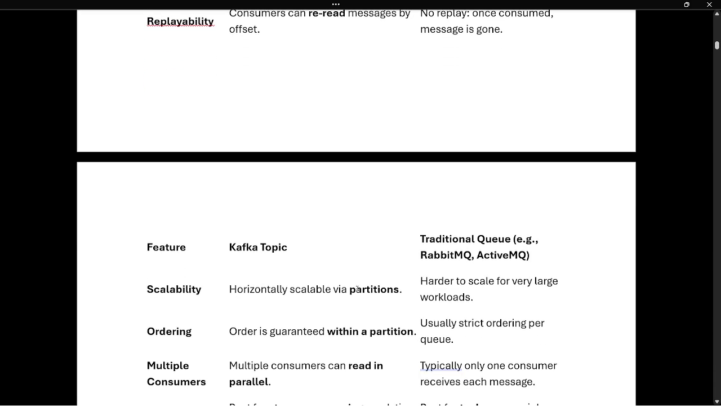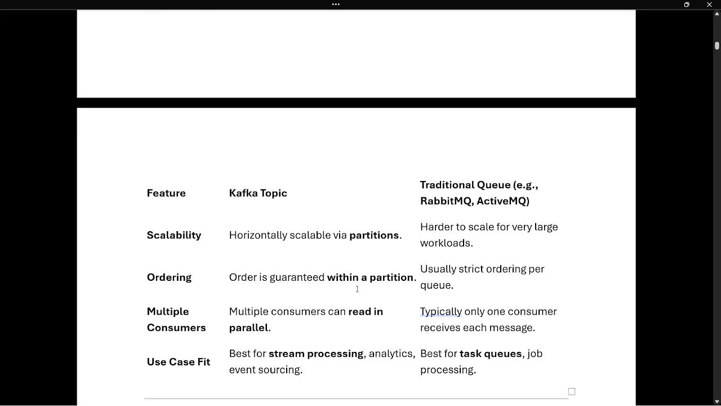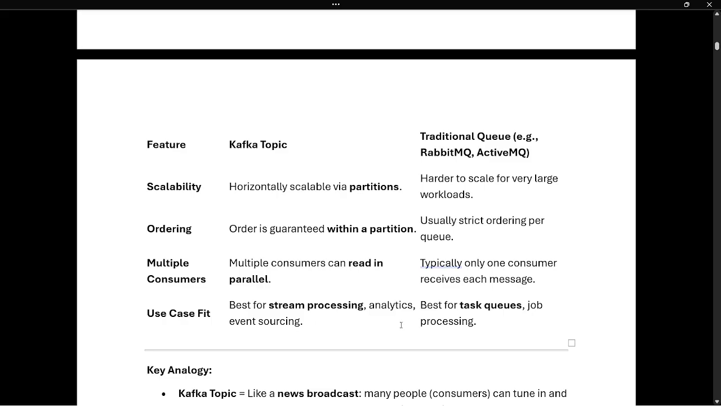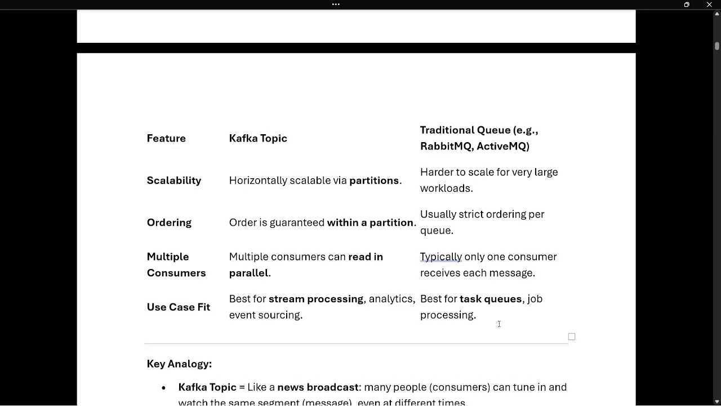Then we can scale a Kafka topic horizontally by partitions, whereas a traditional queue like RabbitMQ is harder to scale for large workloads. Order is guaranteed within a partition in Kafka, while in a traditional queue there is usually strict ordering per queue. Multiple consumers can read in parallel in Kafka, but in a traditional queue typically only one consumer receives each message. Kafka is best for stream processing, analytics, and event sourcing. A traditional queue is best for task queues or job processing. So if there is job processing to do, RabbitMQ is the best use case, best fitted.